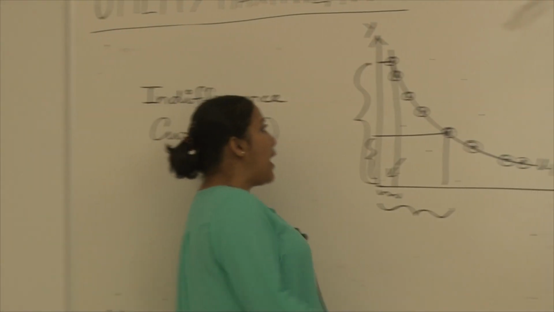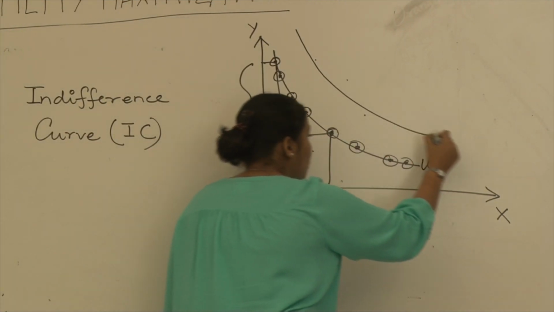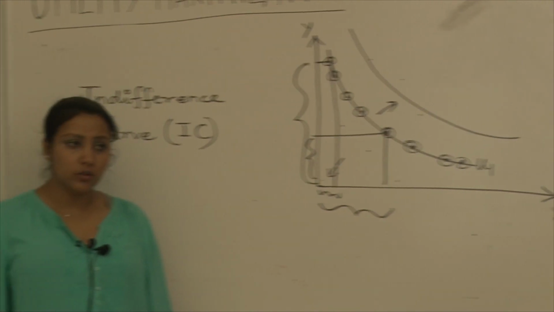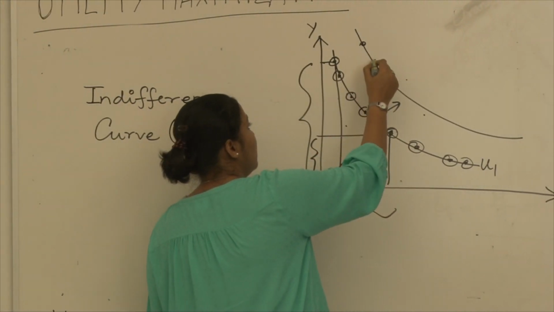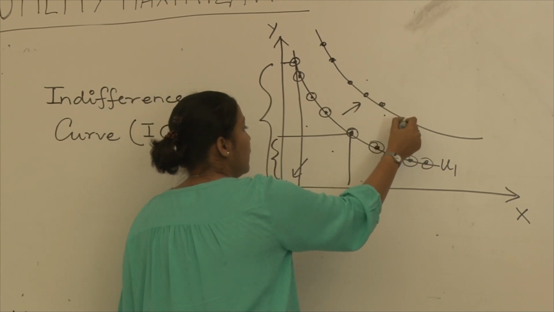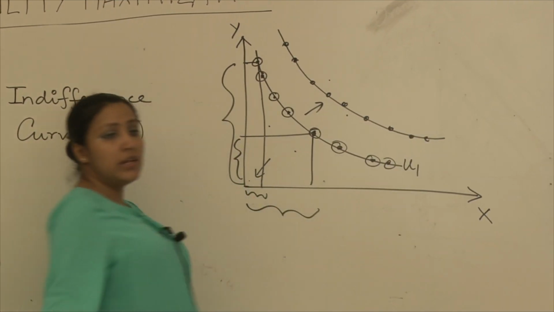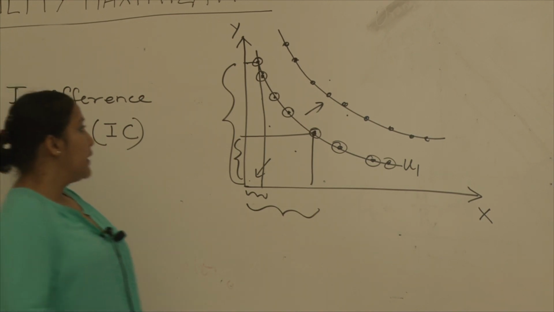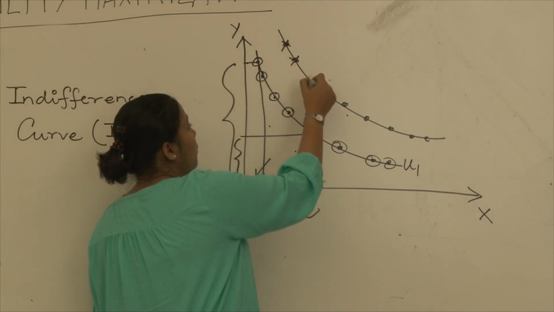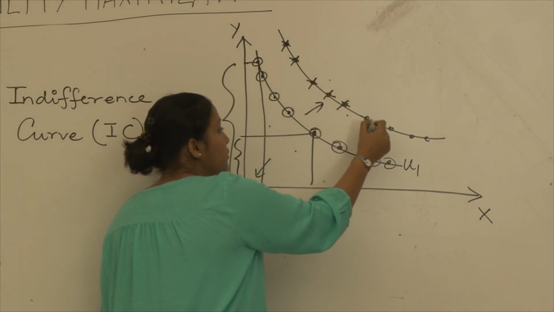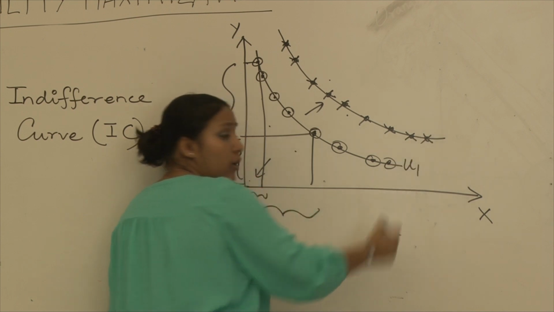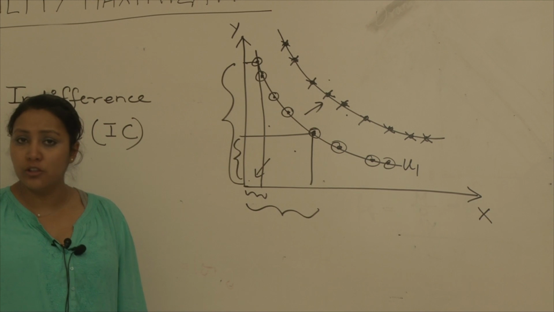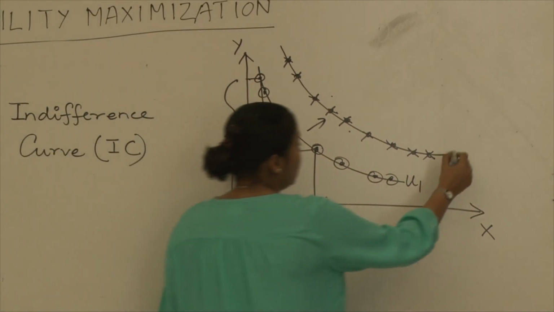Now, if you have another indifference curve which lies above the previous one, you can still have different consumption bundles on that indifference curve. It would just mean that for these consumption bundles which I am marking with x, the consumer is indifferent between them because they lie on the same indifference curve. That means they give him the same amount of utility, isn't it? And that utility is given by U2.